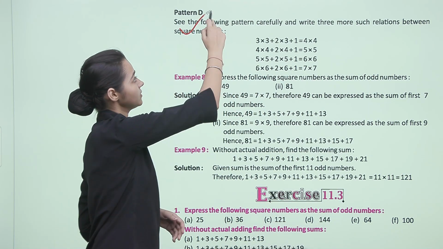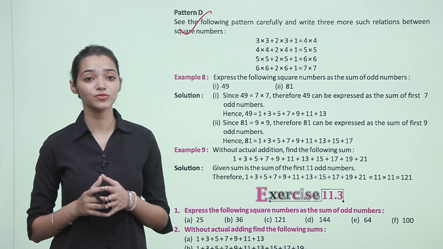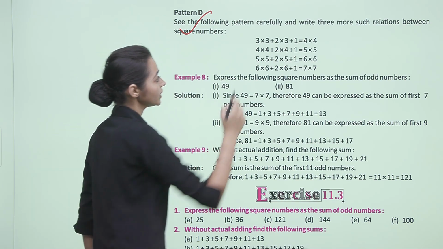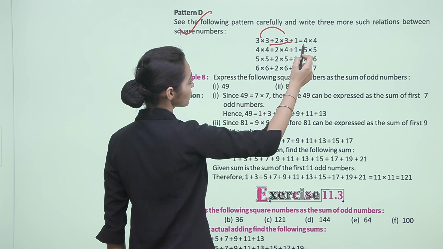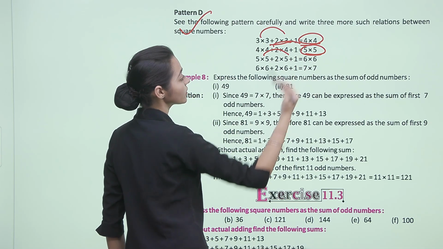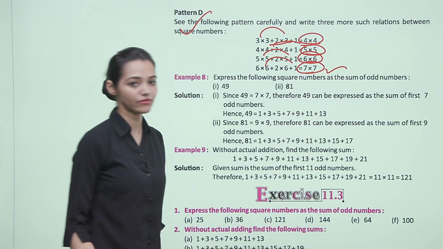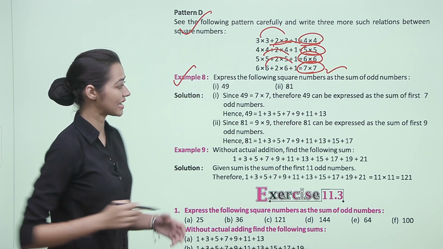Now let's look at pattern number D. See the following pattern carefully and write 3 more such relations between the square numbers. Now 3 into 3 plus 2 into 3 plus 1, that is square of 4, that is a square of 5. Again we took a greater number, that is a square of 6, again a greater number, that is a square of 7.